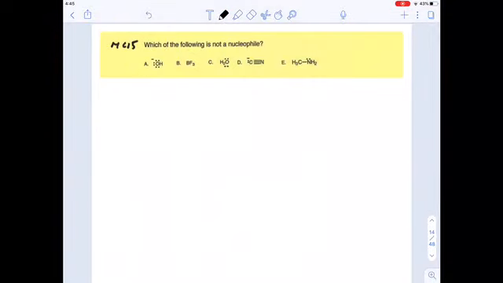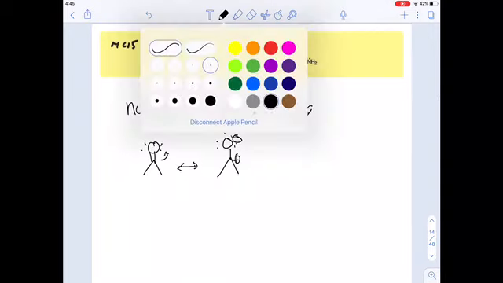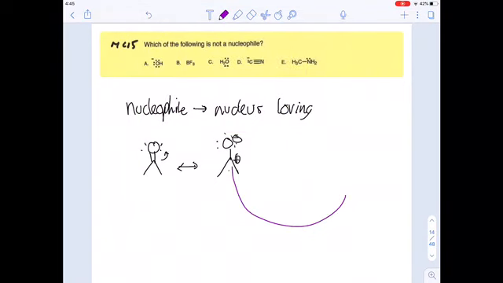Okay, so multiple choice 15 says, which of the following is not a nucleophile? So when you're thinking of what isn't a nucleophile, it's important to understand what is a nucleophile. So a nucleophile is nucleus loving. So in general, a nucleus is going to be a region of low electron density. For example, a carbonyl carbon is a nucleophile because when it resonates, it has a partial positive on the carbonyl carbon.